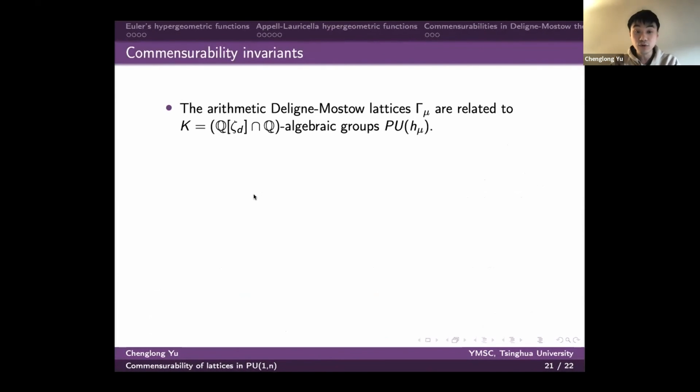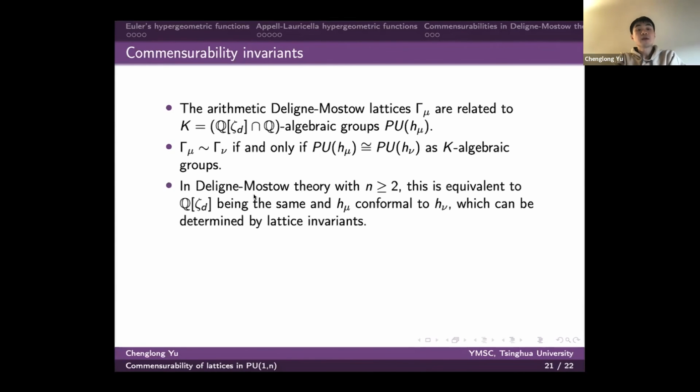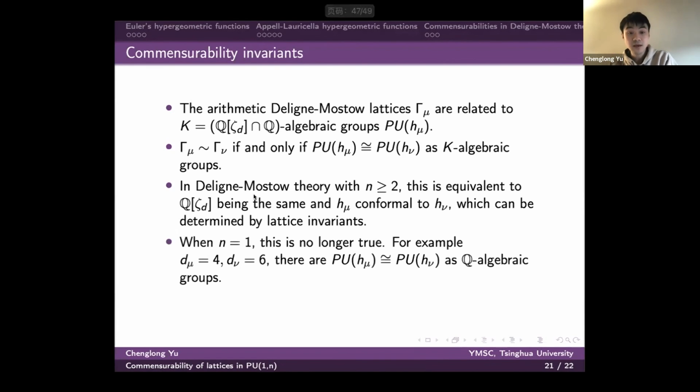In order to distinguish them, their commensurability is related to isomorphism of K-algebraic groups. This K is a real subfield of a cyclotomic extension of Q. In the Deligne-Mostow theory, for n greater than or equal to 2, this is equivalent to those cyclotomic fields being the same, and all the Hermitian forms are conformal, so they can be determined by lattice invariants. One remark is that for n equal to 1, this is no longer true.